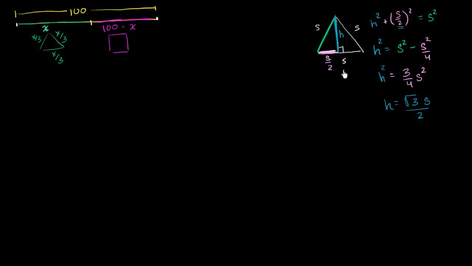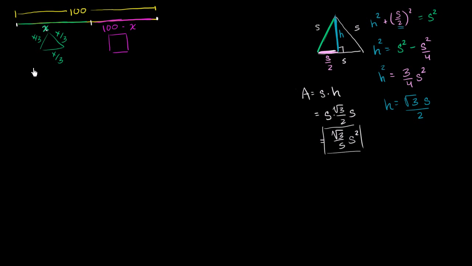Well, it's going to be the base times the height. So let me write this down. The area of this equilateral triangle is going to be equal to the base, s, times the height, which is equal to s times this thing, times the square root of 3 over 2s, which is equal to the square root of 3 over 2s squared. So there you have it. We got our area of an equilateral triangle as a function of the length of one of its sides.